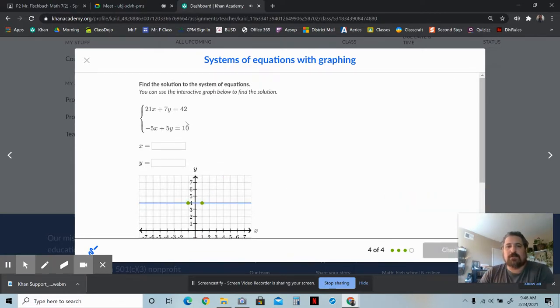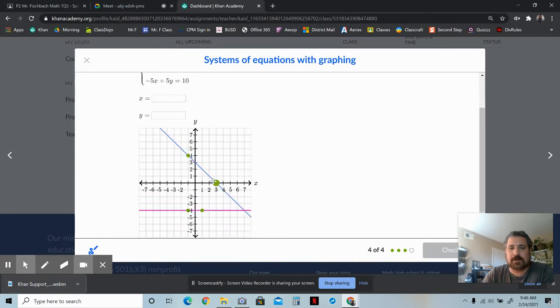All right, the next one we have standard form, so we want to find the y-intercept and the x-intercept and graph it that way. So for the first line here, we got 21x plus 7y equals 42. If I want to find the x-intercept, plug in a 0 for y. 21x is equal to 42. Divide both sides by 21. You get x is equal to 2. So our x-intercept is going to be 2.